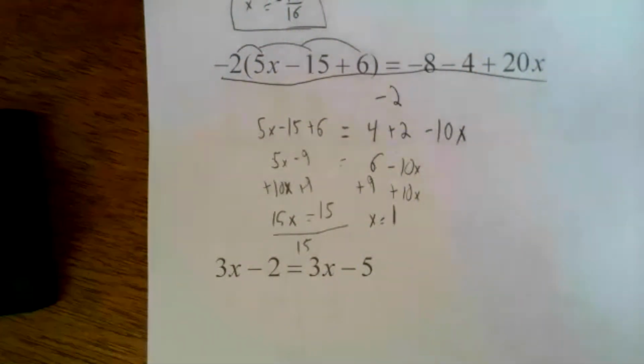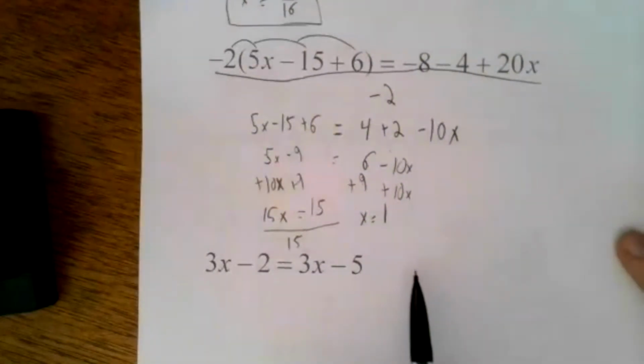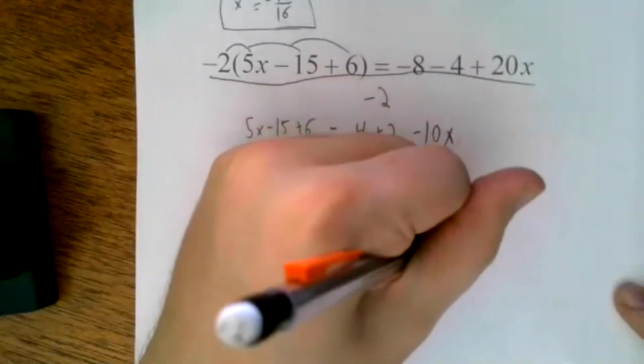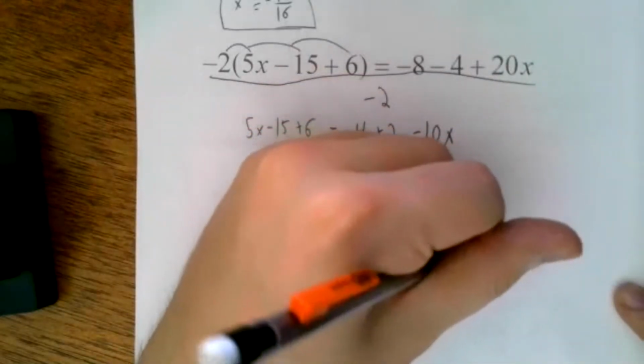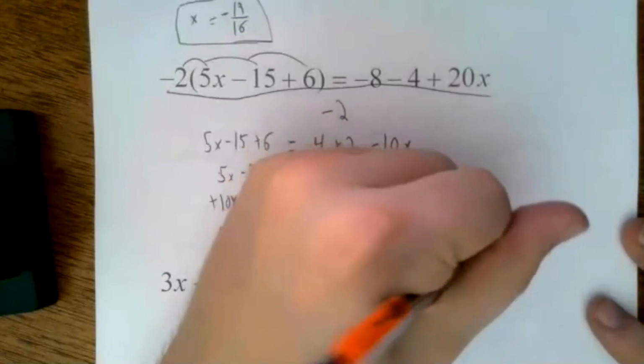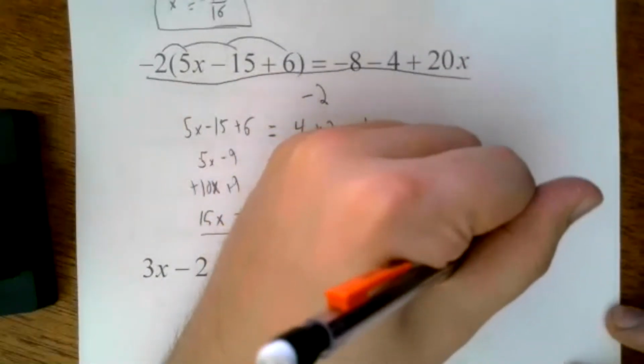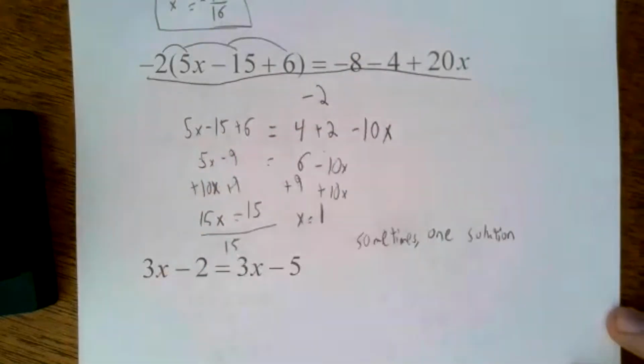So we've solved this equation. We've got exactly one solution. And since we have exactly one solution, that means that this is only sometimes true. So this is sometimes true, and there's exactly one solution. Okay.